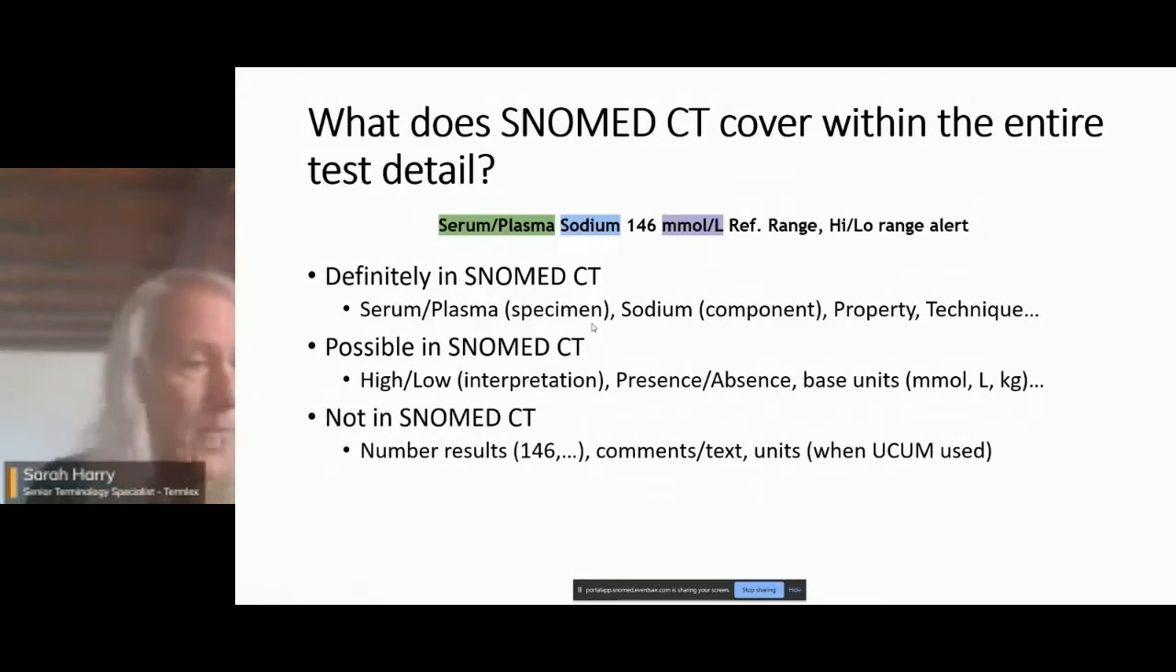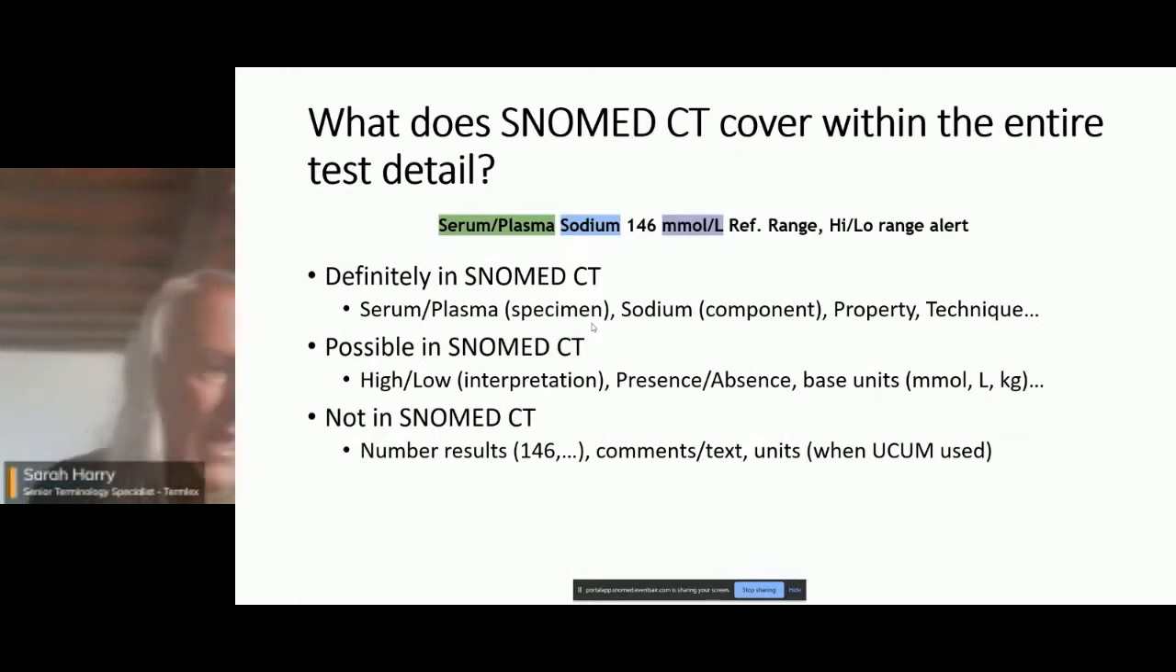Wouldn't necessarily be worth coding here. So it could possibly do some of the other things here. There are Snomed codes for high and low. There's a finding code for hyponatremia. You can code presence, absence, some of the base units, but we wouldn't expect to see some of that in here. But it's certainly possible within the FHIR message context.